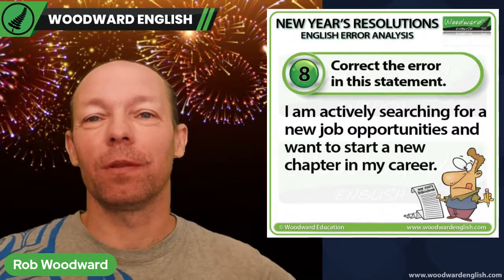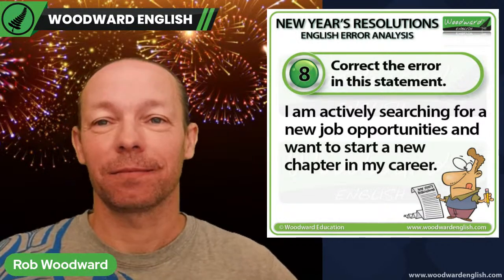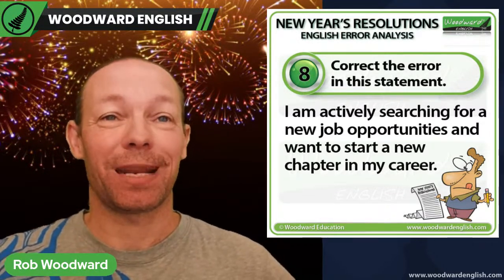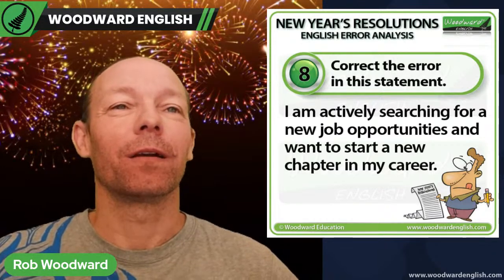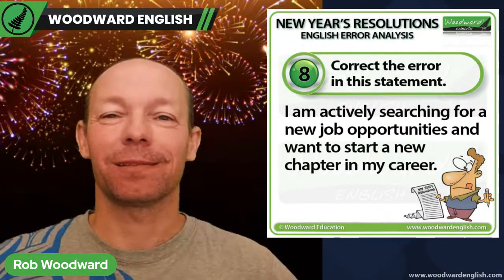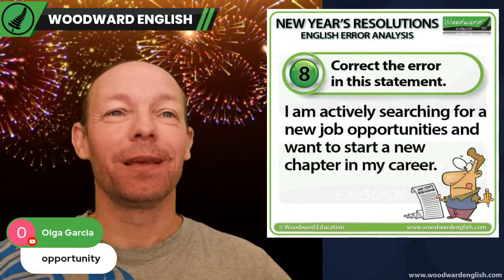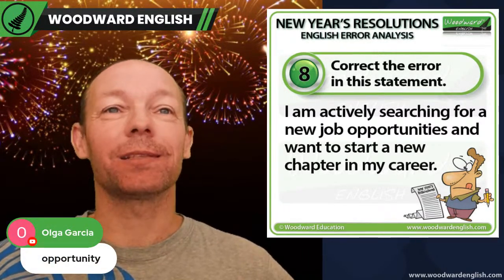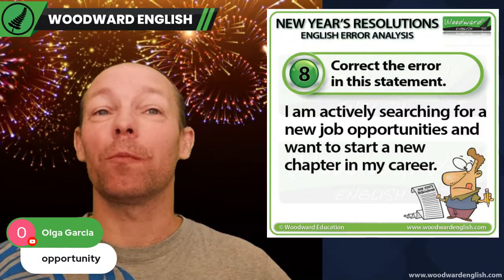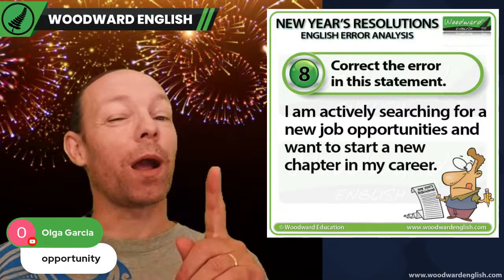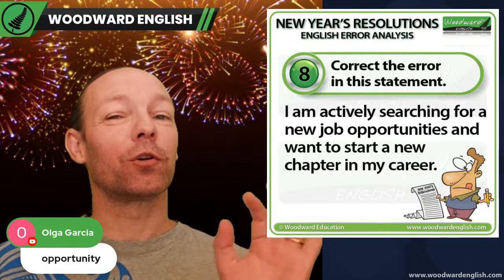Trips is a third person singular of the simple present. Yes, it is of the verb to trip, but it has a different meaning. Okay, so I'm actively. That is one possibility. Which Olga has, I'm actively searching for a new job opportunity. Are you just looking for one? Or it could be multiple.